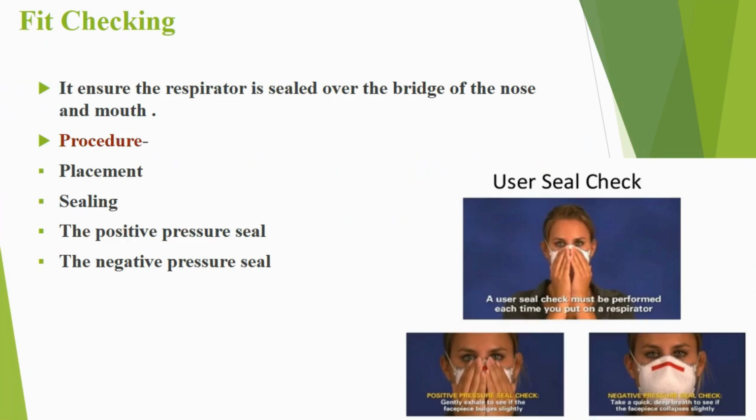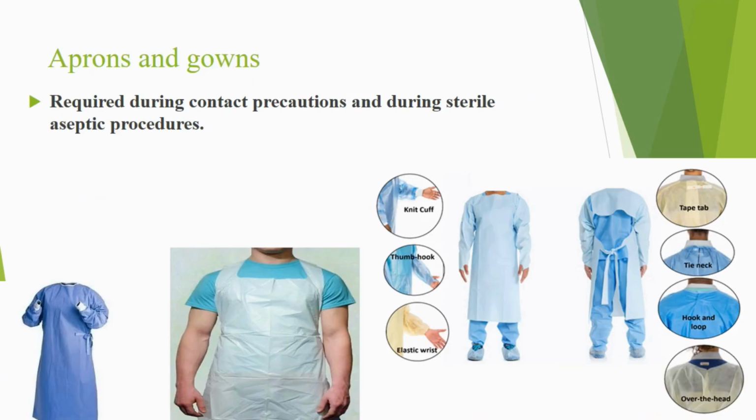So as you can see, the fit checking ensures the respirator is sealed over the bridge of the nose and mouth. The procedure is placement, then sealing, then the positive pressure seal, and then the negative pressure seal is checked.